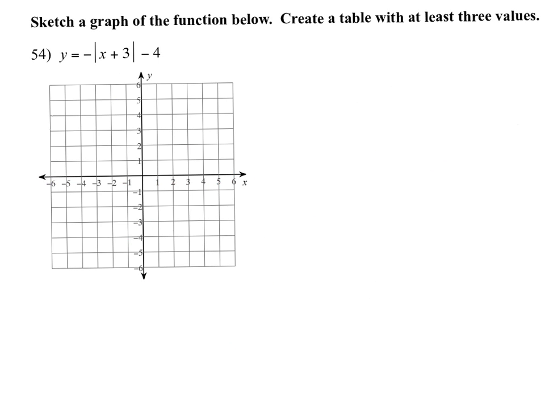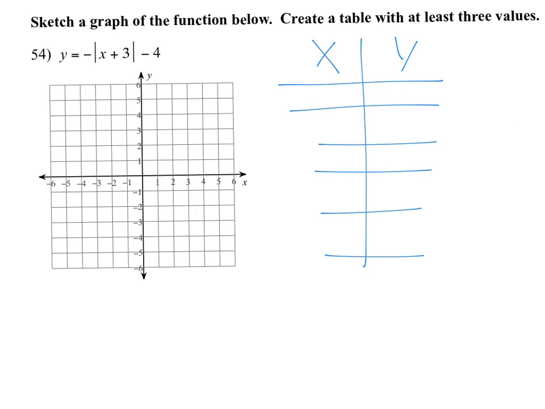Sketching a graph of absolute value. Again, I'm going to start off with making a table, and I'm going to choose whatever makes that equal to 0. So it's going to be negative 3. That's my middle value. Let's go up a couple and down a couple from there. I only need 3 values this time, but I'm going to do 5 anyway just to make sure. So negative 3 plus 3 is 0. Negative 0 is still 0. Minus 4 is negative 4. That's my first point.